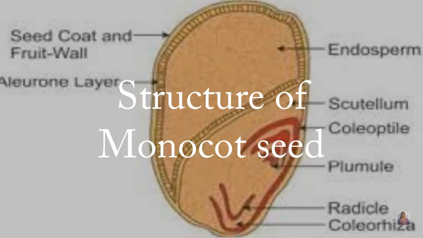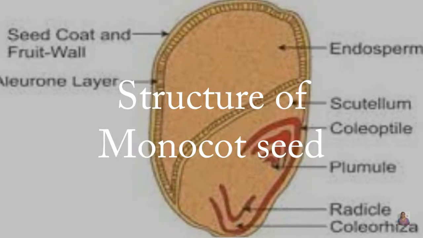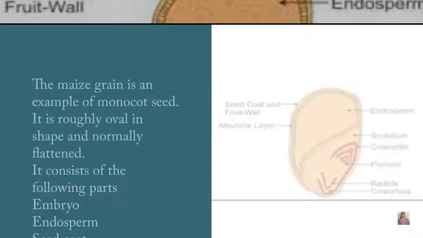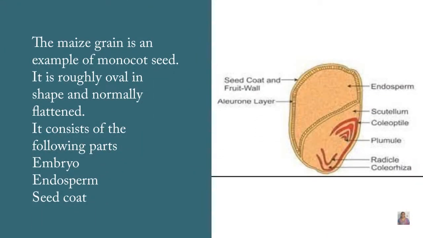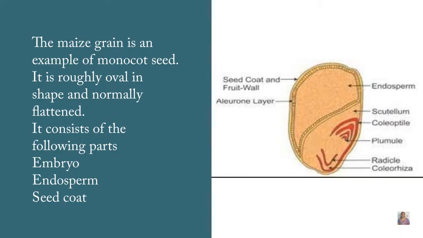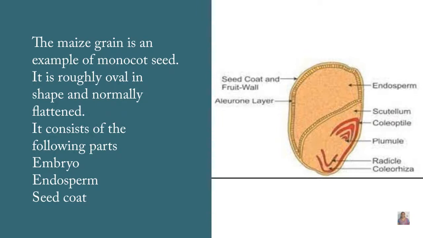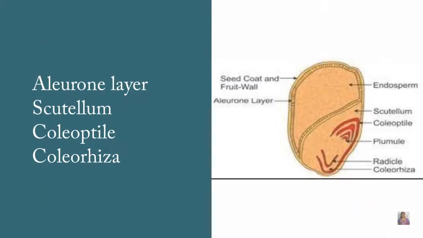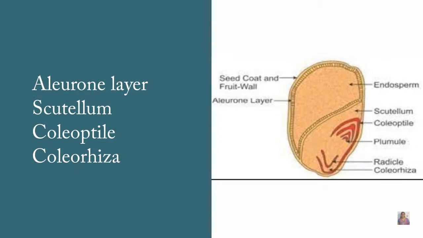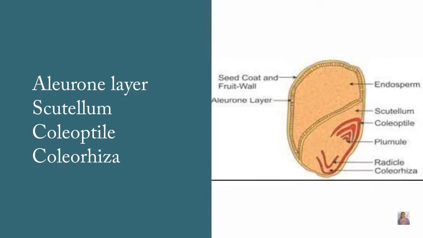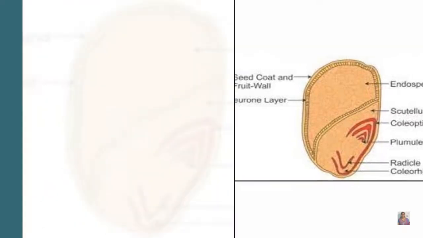In this video, let us discuss the structure of a monocot seed. Maize grain is the typical example of a monocot seed. It is oval in shape and flattened. It consists of the following parts: embryo, endosperm, seed coat, aleurone layer, scutellum, coleoptile, and coleorhiza.